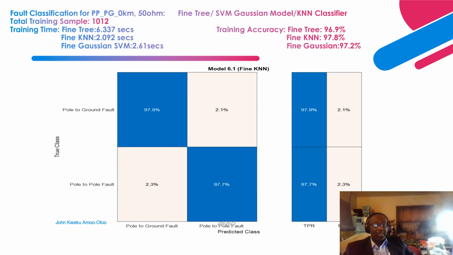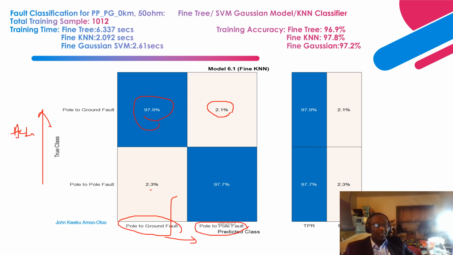Next slide basically gives you the percentages, right? What it's telling you, like the previous slide, is your actual data percentage-wise, then your predicted data. Percentage-wise, 97.9% of the fault data for the pole to ground fault was predicted or classified accurately, and 2.1% of the fault data for the pole to ground fault was misclassified as a pole to pole fault.